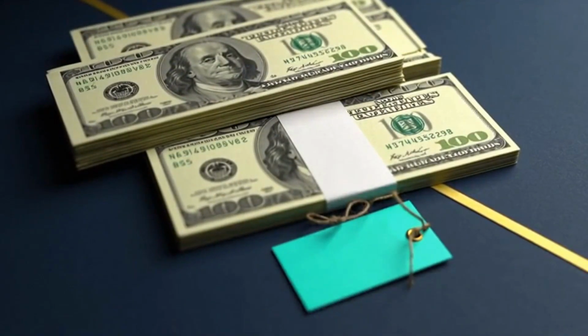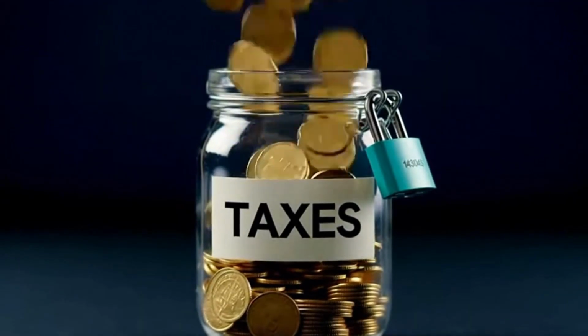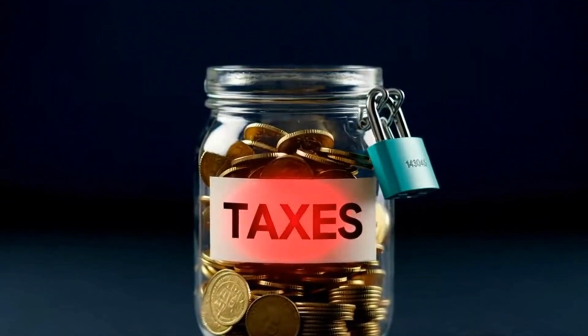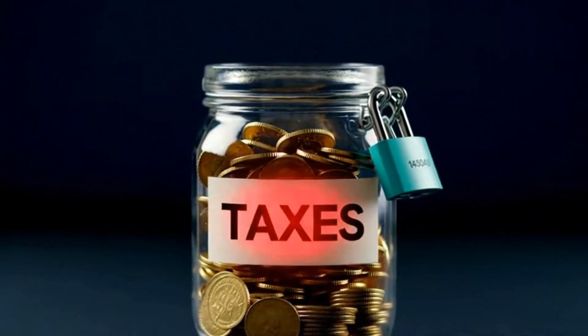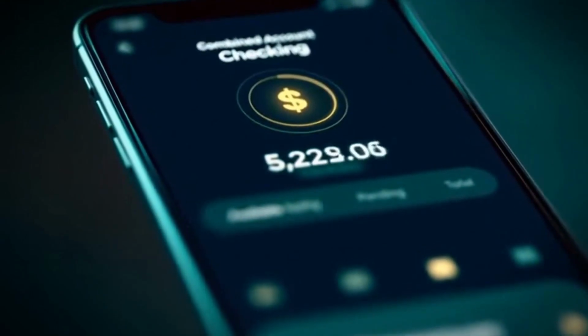Here's what each bucket does. Operating. This is the fuel, rent, software, contractors, supplies, advertising, everything required to deliver the work. Taxes. This is your future you protection. It exists so April doesn't feel like a jump scare. Profit buffer. This is your stress reducer. It exists so one bad month doesn't force a credit card spiral.